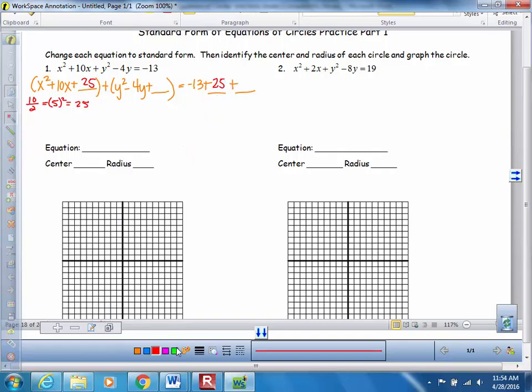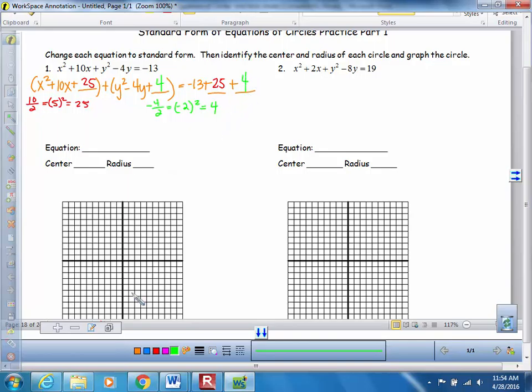Then I would do the same thing for y. I would take b, which is negative 4. I'd divide that by 2, which would give us a negative 2. I'd square that negative 2, and it would give me 4. So 4 would go in the parentheses with y and on the right-hand side.